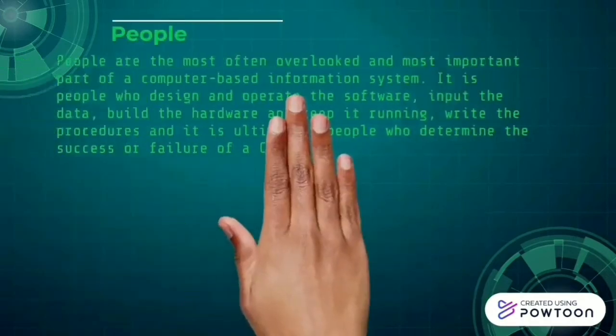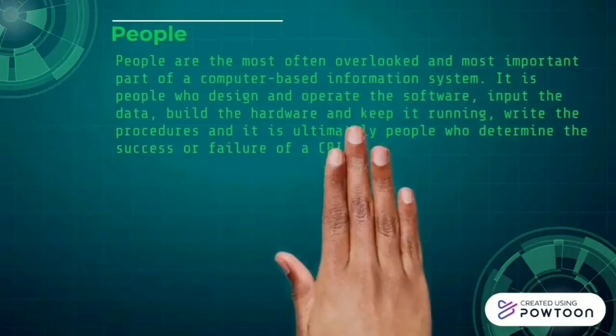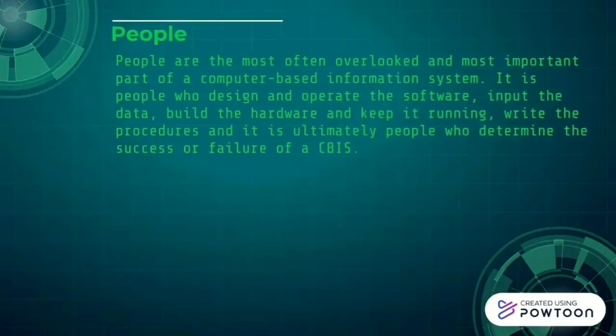People. People are the most often overlooked and most important part of a computer-based information system. It is people who design and operate the software, input the data, build the hardware and keep it running, and write the procedures, and it is ultimately people who determine the success or failure of a CBIS.